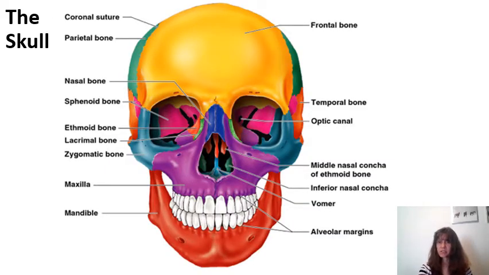This is another picture of the skull. You can see most of the bones on this anterior view, however, you cannot see the occipital bone or the occiput on this view.